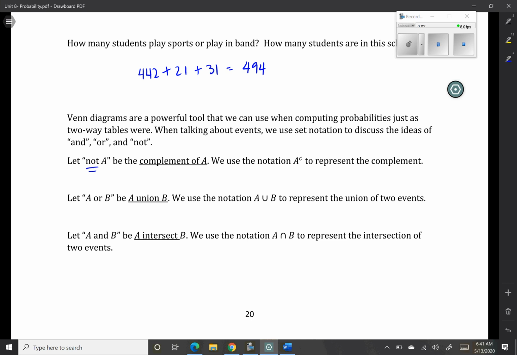Union is one or the other. So that's going to be where we're adding up all circles in the Venn diagram. This is going to help us when we start looking at our probability rules in the next couple lessons. Intersection is where we're saying the two things happen at the same time. So in the opening exercise, union would be sports or band. Intersection would be sports and band.